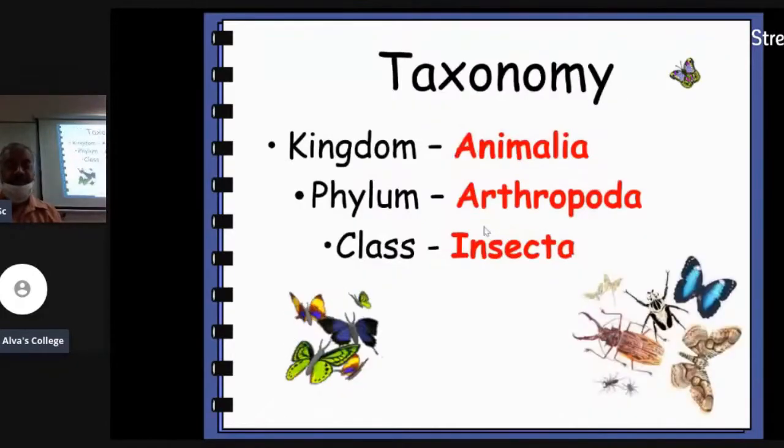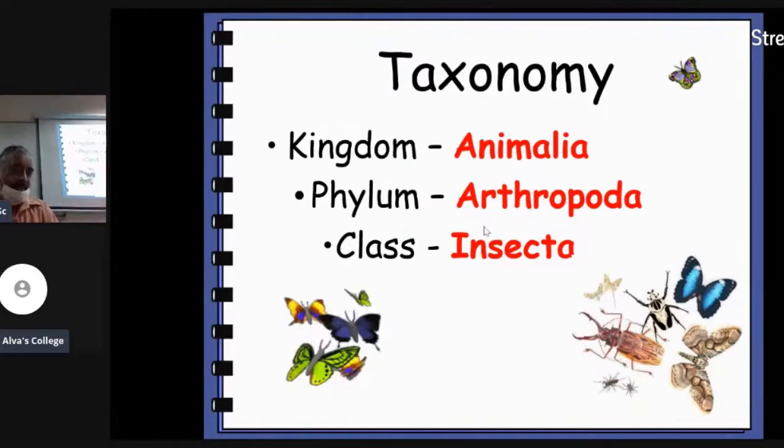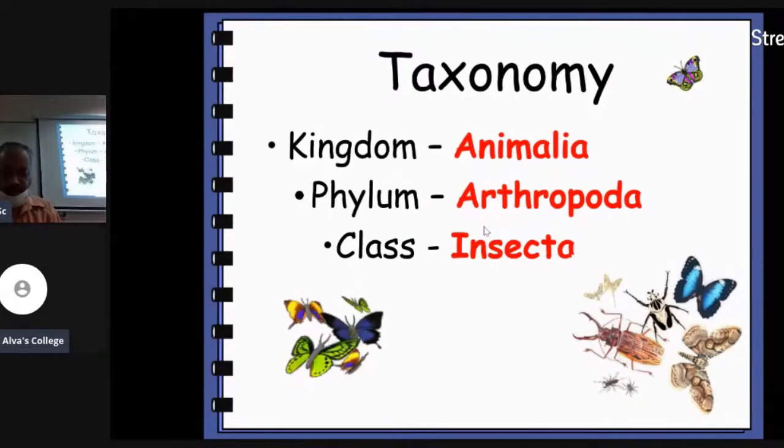They're highly diversified, and insects are classified or grouped into several groups. There are 30 major groups into which the insects are divided, so they're categorized into 30 orders. Now, insects belong to the animal kingdom. They belong to Arthropoda and to class Insecta.